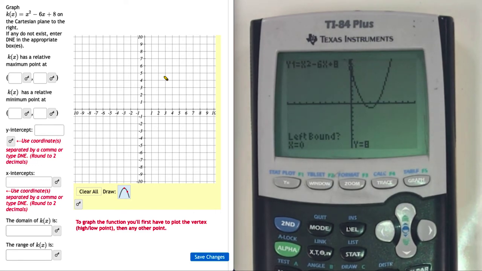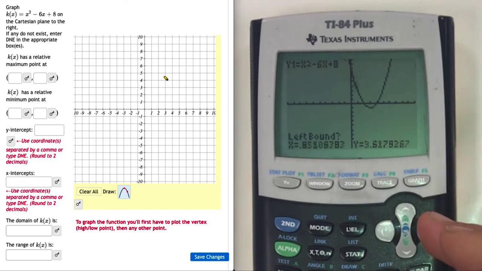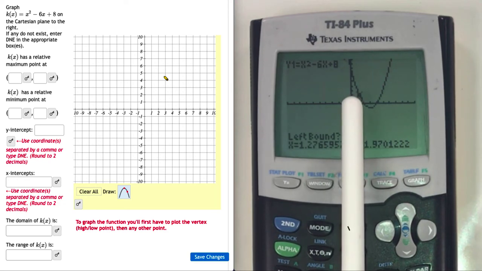To get this actual minimum or lowest value that we call the vertex, you're going to move the cursor over to the left of the lowest point. It's currently saying left bound. Left bound means make sure your cursor is to the left of the lowest point.